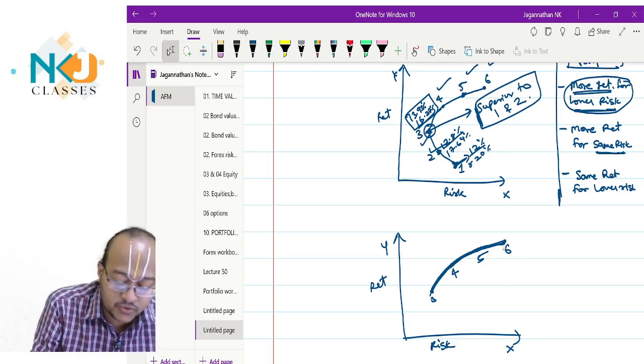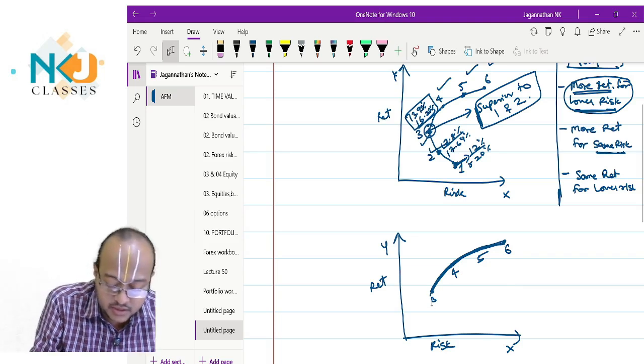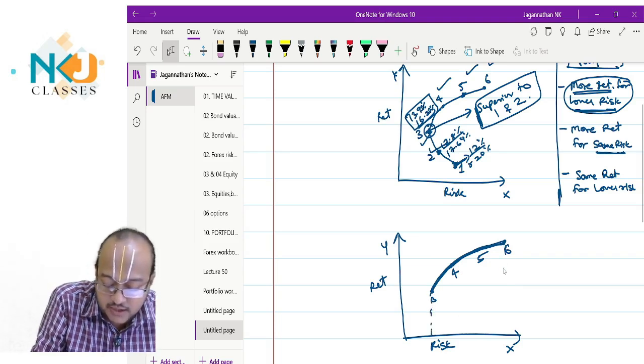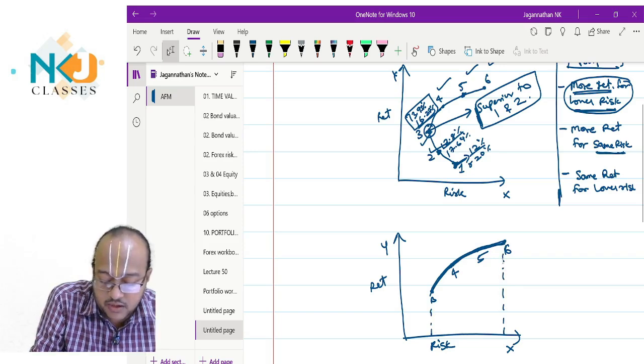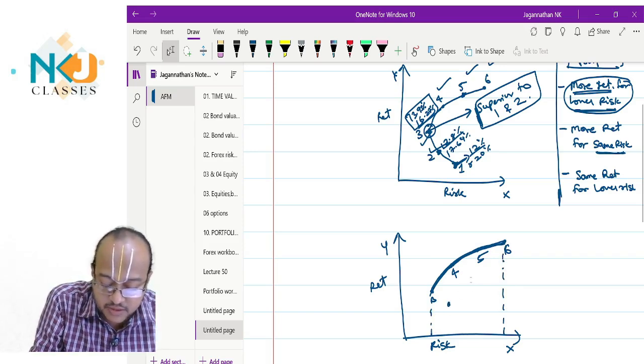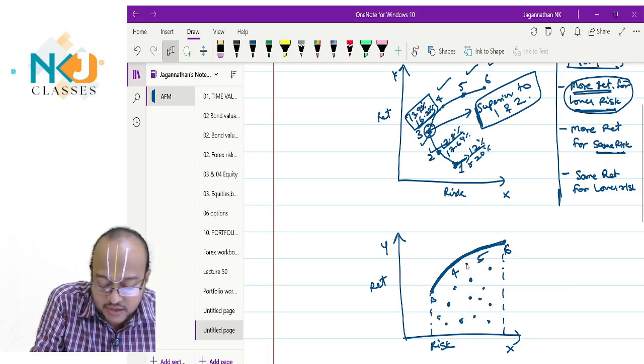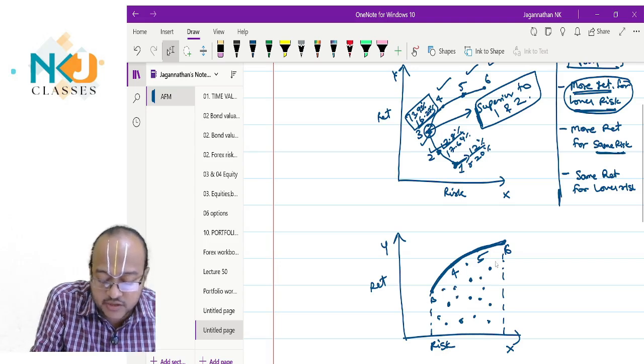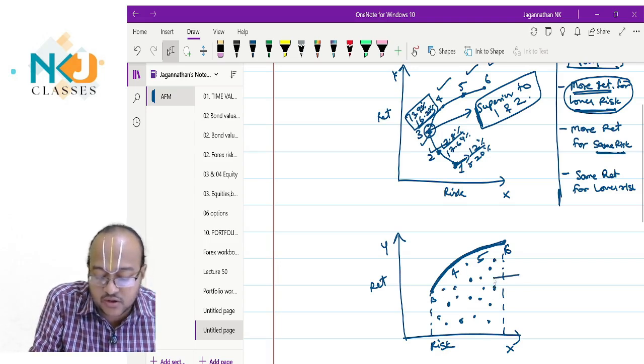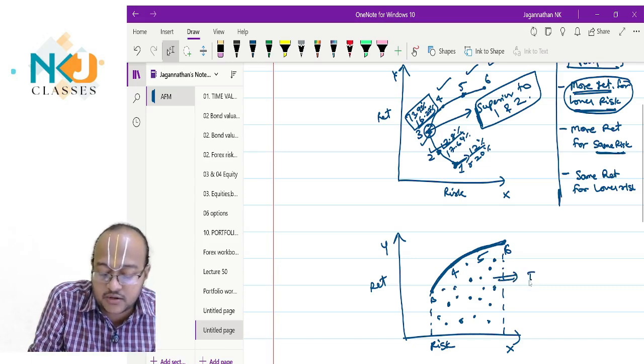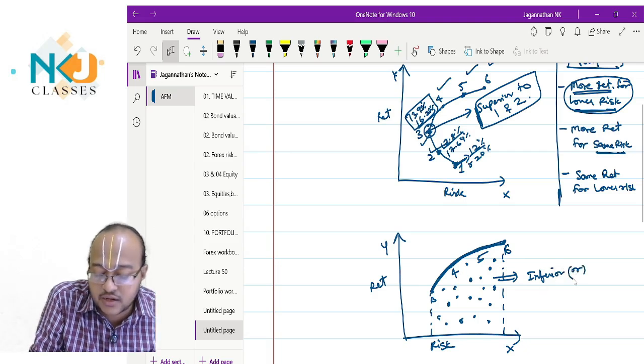All the portfolios, see here what is happening. As per Markowitz, some portfolio might be here, here, here, and here. Individual securities and portfolio securities, all these will be there. These dot points are all inferior, or inefficient portfolios.